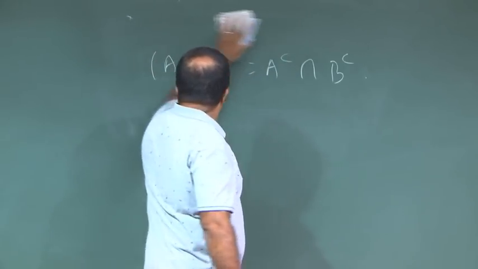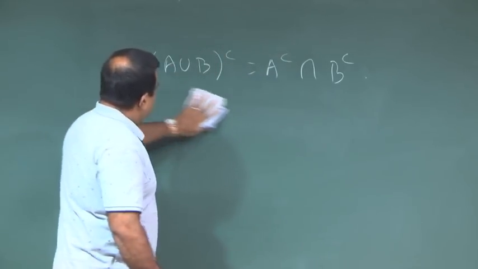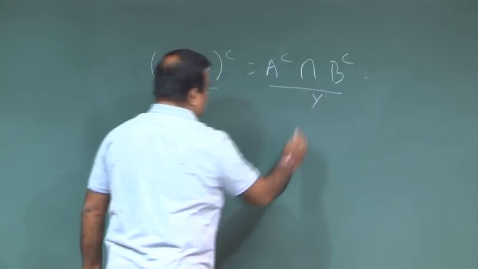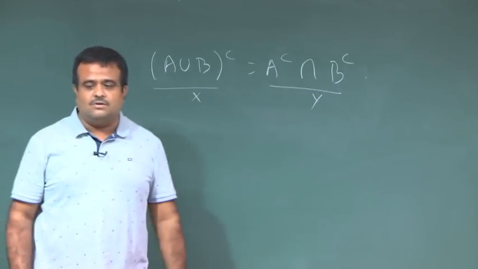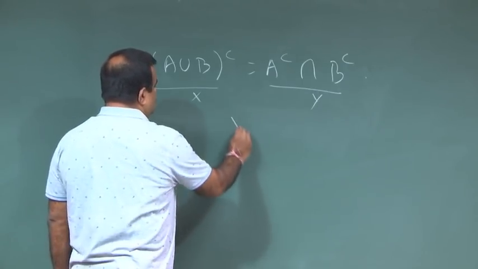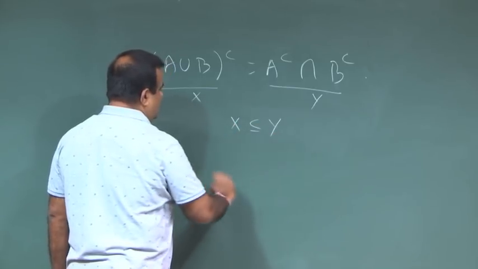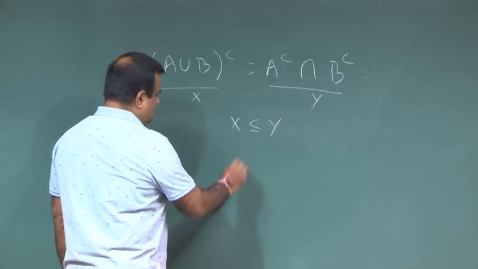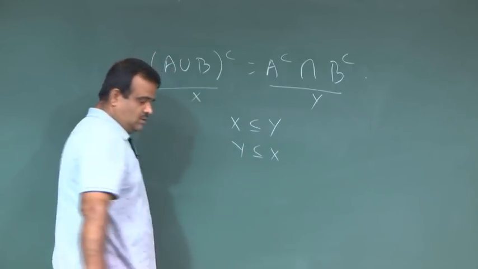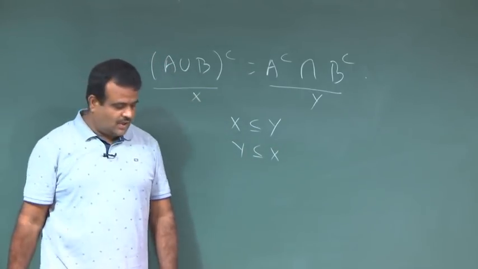Now this is the x set and this is the y set. Now, we have to show x equal to y. For that we know the approach. First of all we have to show x is a subset of y and then we have to show y is a subset of x, and if we can prove both, then we can say x equal to y.